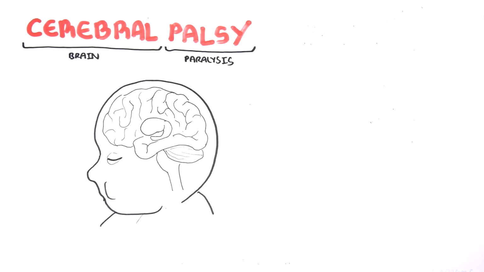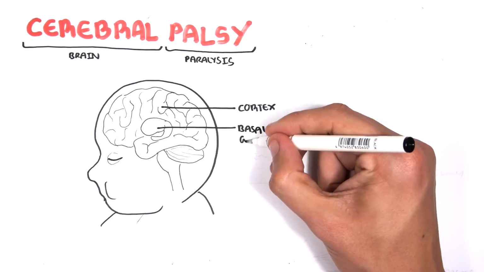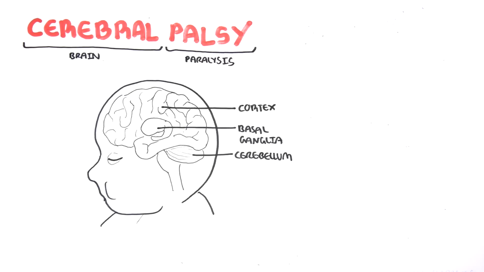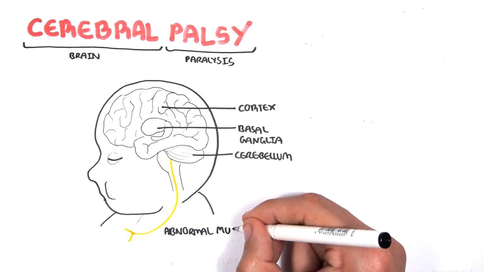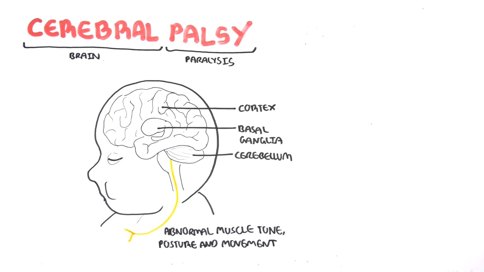There are three important parts of the brain which are important to know when dealing with cerebral palsy. These three areas are the cortex, which is essentially the brain itself, the basal ganglia within the brain, and then the cerebellum. Cerebral palsy is a problem in one or more of these areas, causing abnormal muscle tone, posture, and movement. The clinical presentation.